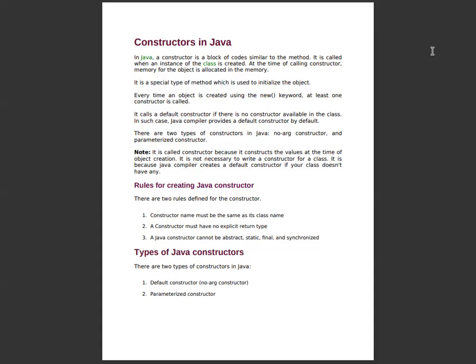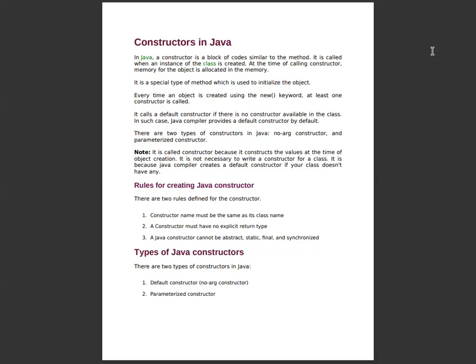There are two types of constructors: no-argument constructors and parameterized constructors. The other type of constructor is the copy constructor, which we will see afterwards. So three types of constructor: default constructor, parameterized constructor, and copy constructor. The copy constructor is used for copying the values only. We are just copying the contents. It is called a constructor because it constructs the values at the time of object creation.